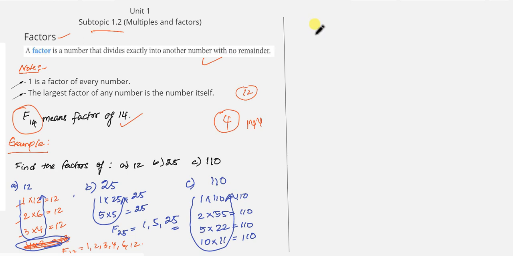So I'm just going to write the answer here. F110 is equal to 1, 2, 5, 10, 11, 22, 55, and 110. That's it. I hope you are very clear with this question. Okay, so let's move on to exercise 1.5.